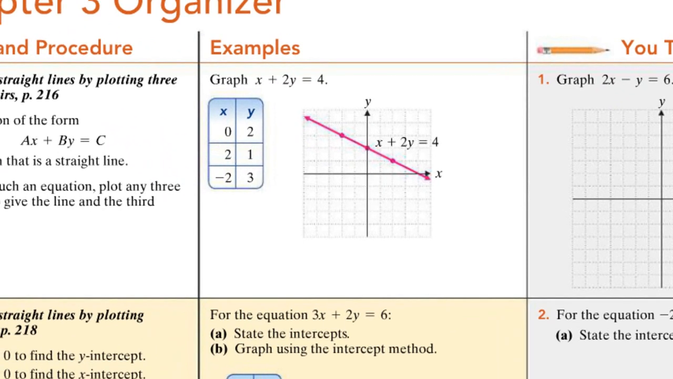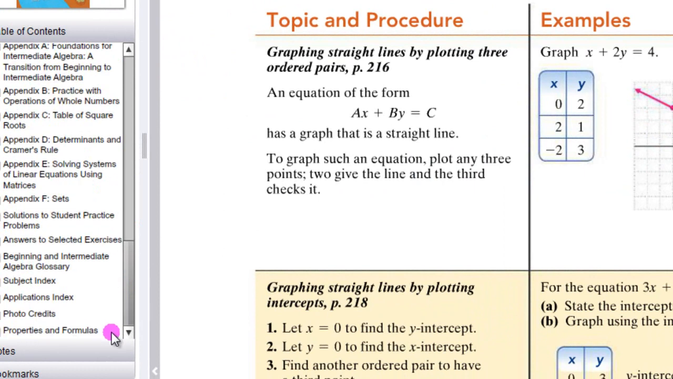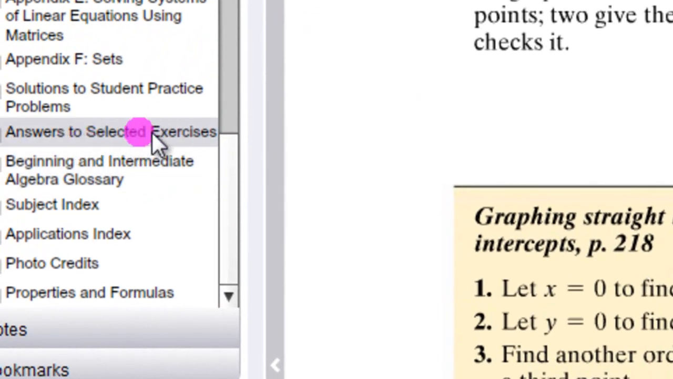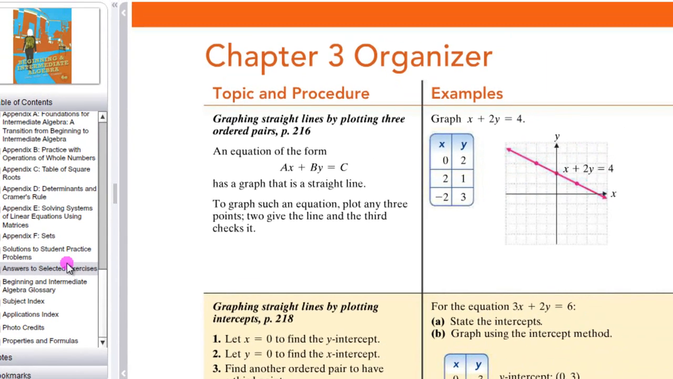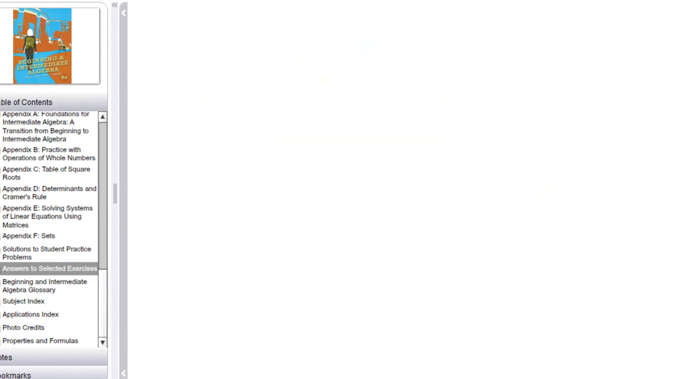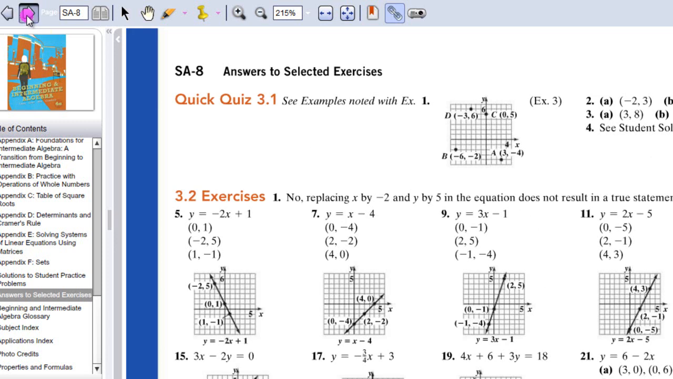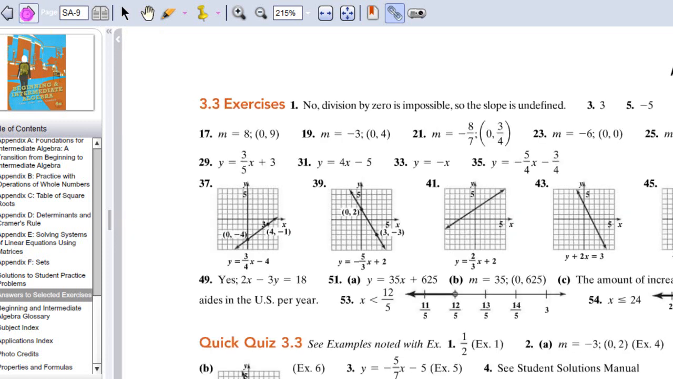So I'm going to go back to the table of contents. And I'm going to scroll down to the back of the book to where it says answers to selected exercises. So right under solutions to student practice problems, go to the answers to selected exercises. Okay. And when I click on that, then I'm going to find the chapter 3 organizer. So I'm once again scrolling through my pages to get to chapter 3. Oh, here I am in chapter 3, and then I'm looking for the organizer.